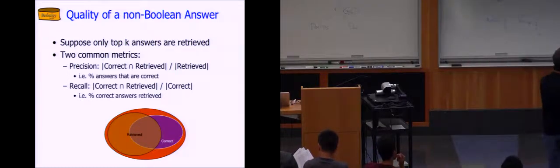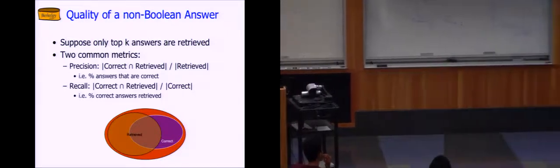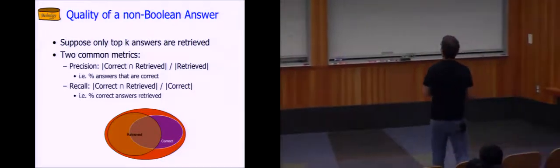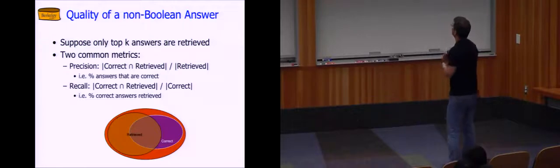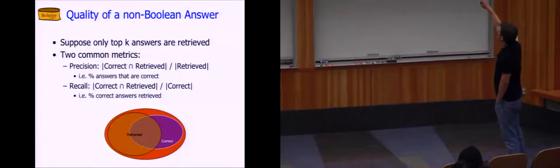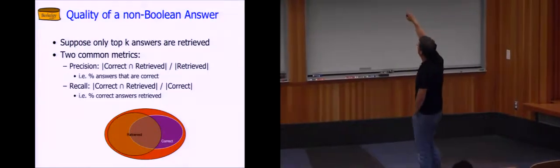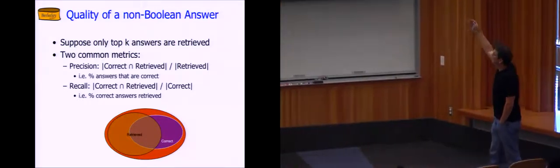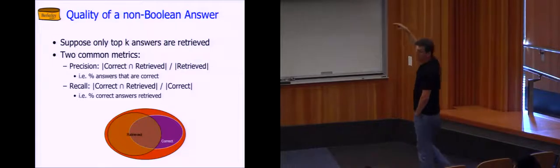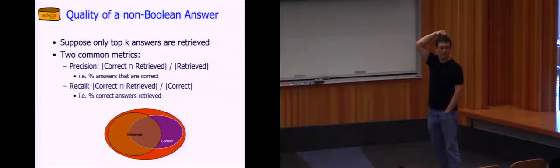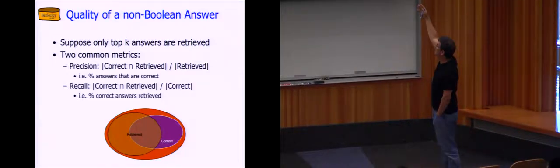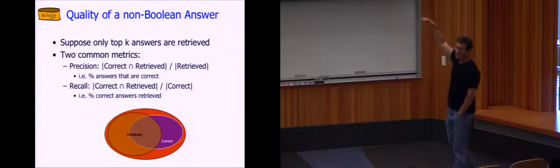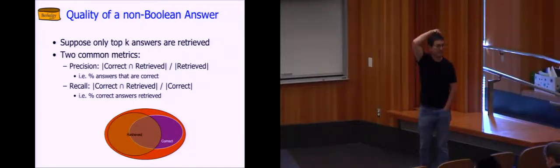So how precise or sloppy was the answer you gave me? And then recall is the percentage of answers divided by the correct number of answers. Another way to think about it is, precision is the percentage of the answers that are actually correct. Recall is the percentage of the correct answers that you actually found. So precision is how much sloppy stuff you gave me. Recall is how much of the good stuff you actually found.